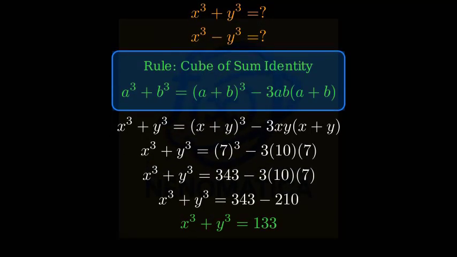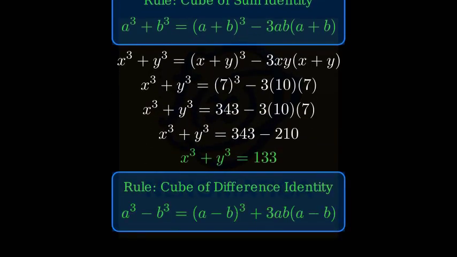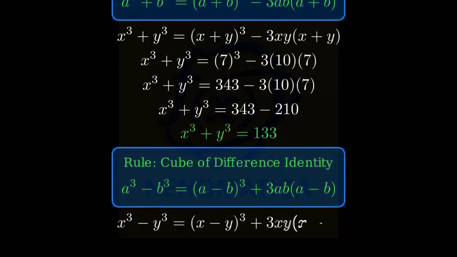Now, let's find x cubed minus y cubed. We'll use another algebraic identity that says the cube of the difference of two numbers equals the difference of their cubes, minus 3 times their product times their difference. In mathematical notation, this is a cubed minus b cubed equals the quantity a minus b cubed, plus 3 times a times b times the quantity a minus b. But first, we need to find the value of x minus y.